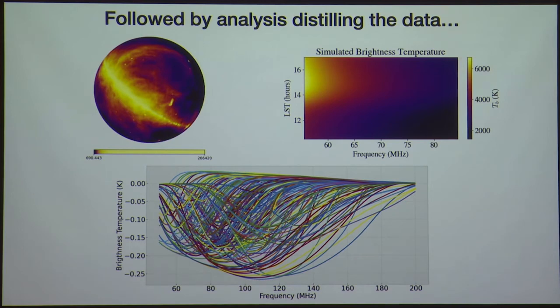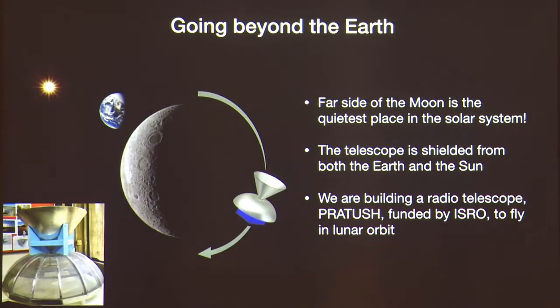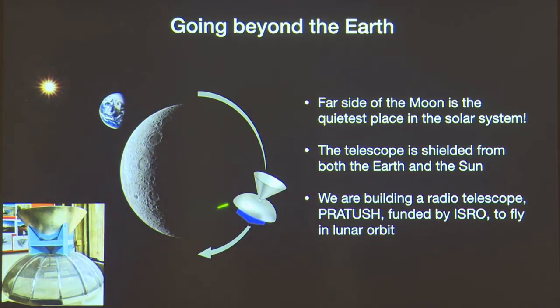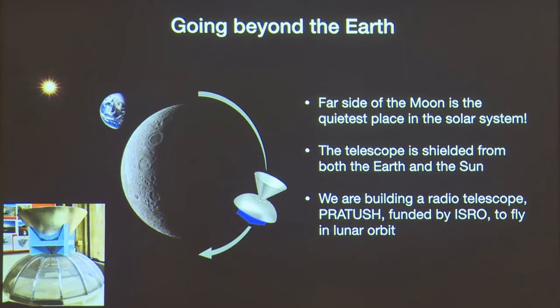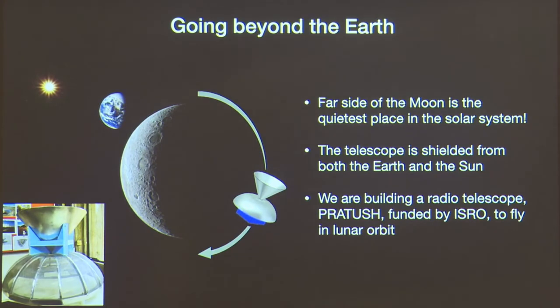And the final slide that I'll show is finally escaping Earth altogether, which is something we are doing at RRI, which is we have gone to the remotest of locations, but that's not good enough. So one of the quietest sites in the solar system actually is the Moon, because when we have a telescope on the far side of the Moon, it is shielded from both the Sun and the Earth. And both of them are primary sources of contamination in our data.